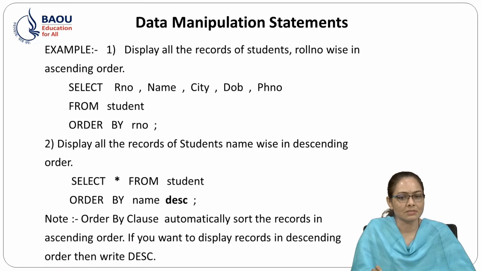Now, the order by clause automatically sorts the records in ascending order. If we want to display the records in descending order, then we write the DESC. That's why if we display the records in ascending order, then we don't write anything. Order by roll number, then semicolon. If we write in descending order, then we write the DESC.